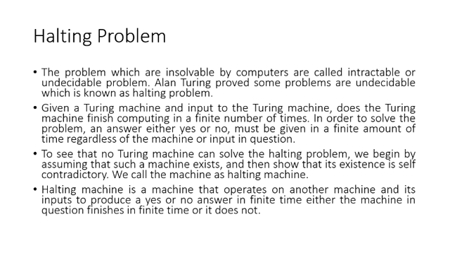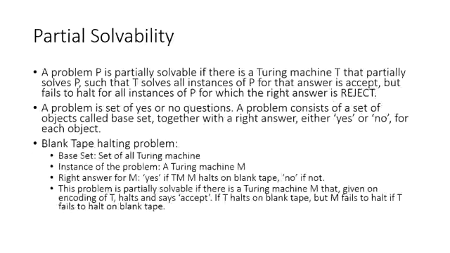Now, partial solvability: a problem P is partially solvable if there is a Turing machine T that partially solves the problem. That is, for a particular instance of P it will be correct, and for another instance of P it will be wrong or rejected. A problem comes with a set of yes and no answers, so we divide it into parts. For example, you have a base set, and a set of right answers, which is yes or no for each object.